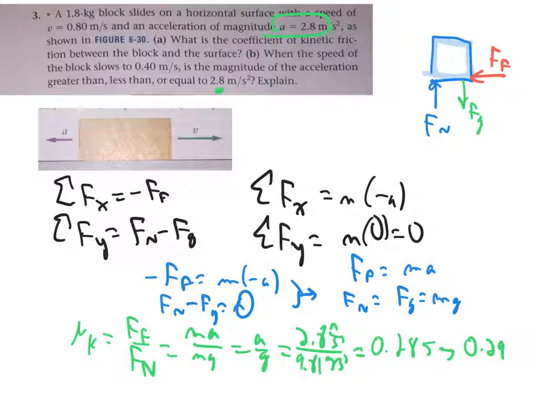And then we can see again, a depends only on g and mu, and won't be any different no matter how fast the block is going until the moment it actually stops.